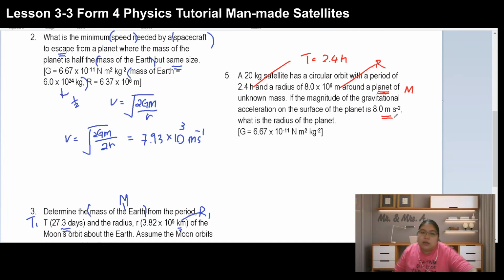Now, at the surface there's exactly 8, so we need to see which calculation formula we need to use. G is 8, then R is 8 times 10 to the power of 6. So from here, what do we need to find? We need to find the magnitude of gravitational acceleration. What is the radius of the planet? Radius around a planet of unknown mass. So the question is asked about the mass, is it? What is the radius of the planet?